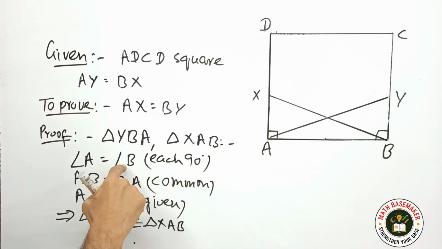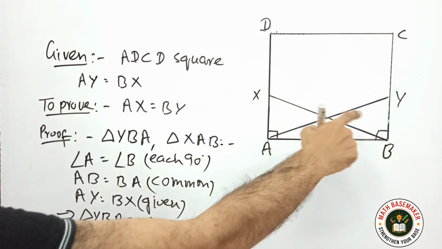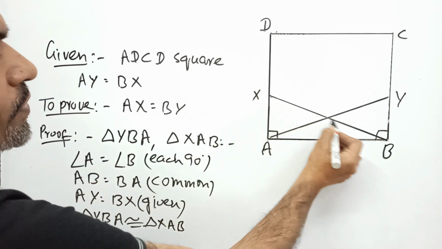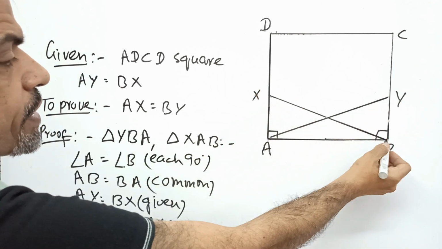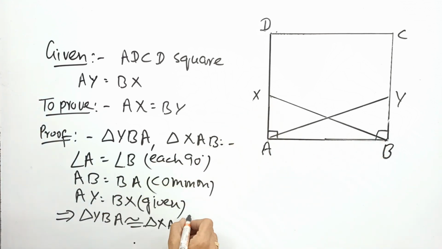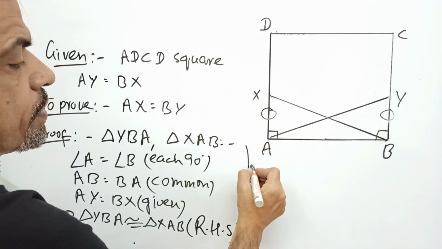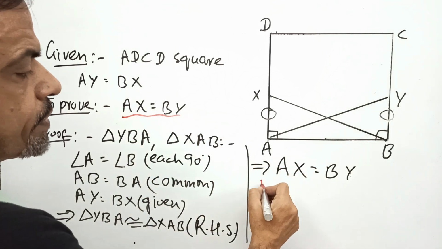See, here is the common mistake by students: they assume it is SAS. So it is not SAS. Try to understand, this is a hypotenuse, this is 90 degrees and this is the base. So it is RHS. So by RHS, the triangles are congruent. So by CPCT, these two parts are equal. This we needed to prove, hence proved.